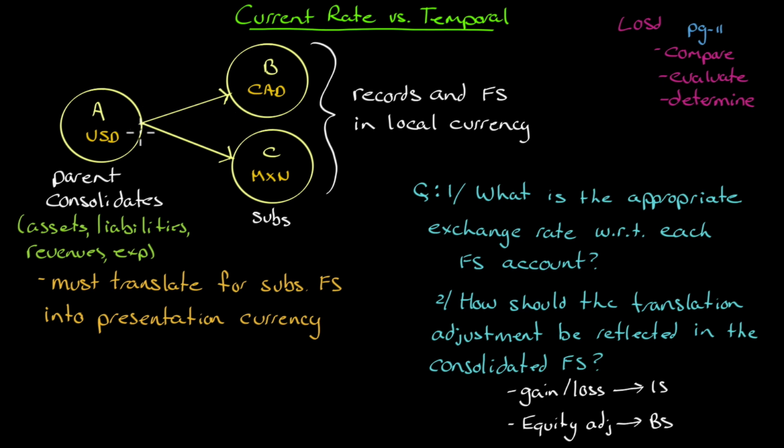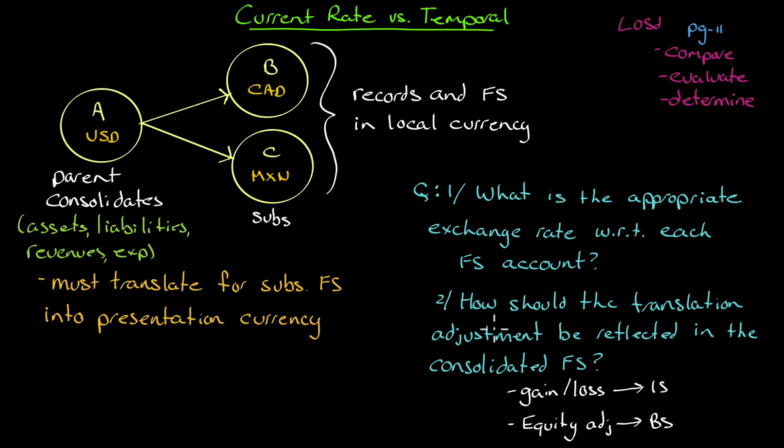By the time they translate everything, if you're using different rates for different accounts, it will then be out of balance. Unless you translate every single account on the balance sheet with the same exchange rate, it'll end up out of balance. That's called a translation adjustment.